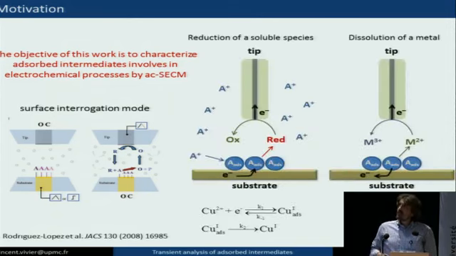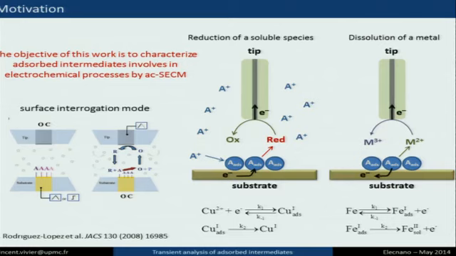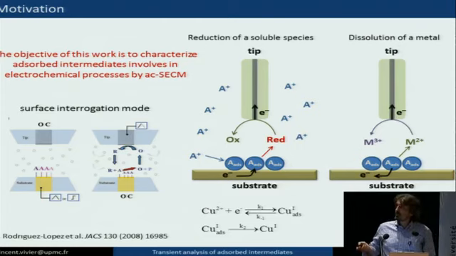What we want to do here is to characterize the relaxation of these adsorbed intermediates during the electrochemical reaction. So we want to combine impedance spectroscopy and scanning electrochemical microscope in order to study, for instance, the reduction of a solid species, like in this case. I will show you an example of the reduction of copper 2+ ions in a chloride-containing solution, or the dissolution of a metal, like the dissolution of iron. In both cases, we have mechanisms that involve adsorbed intermediates.